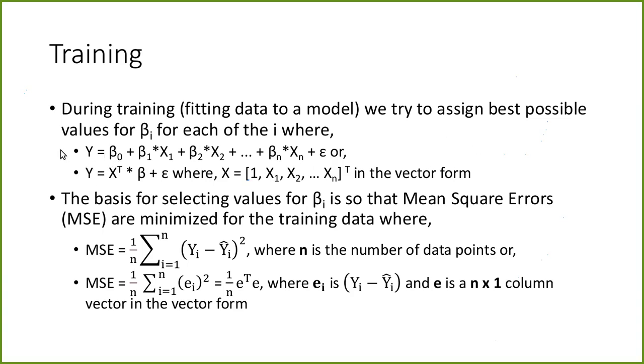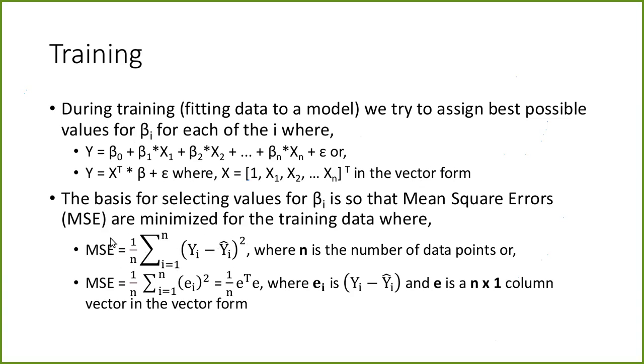So what we are going to do is find these beta i values, beta 0, beta 1, beta 2, beta n, by using the data set that we are given. We are going to actually find the beta vector, right? So how do we find it? What is the way that we are going to optimize these beta values? What we are going to do is minimize this mean square error, right?